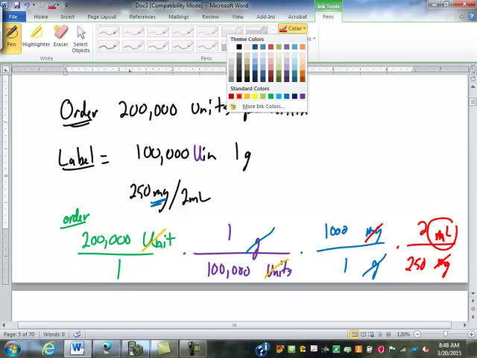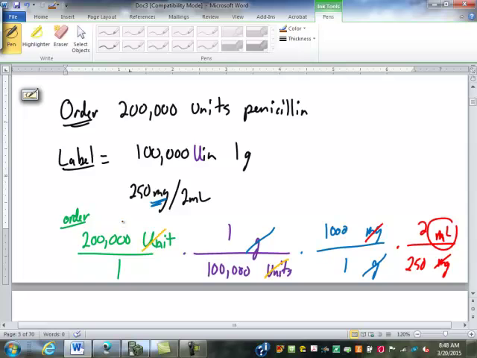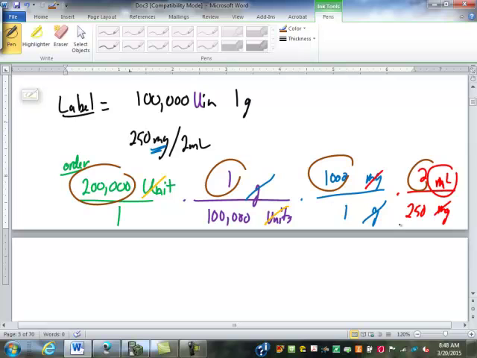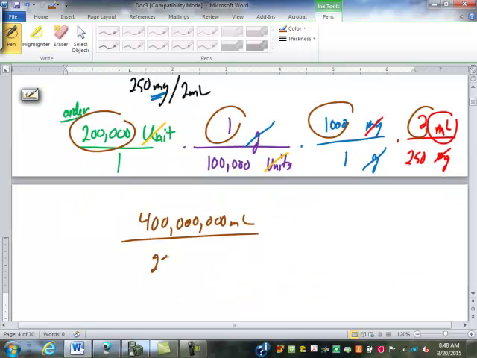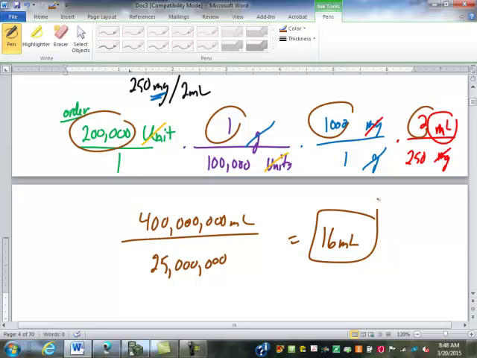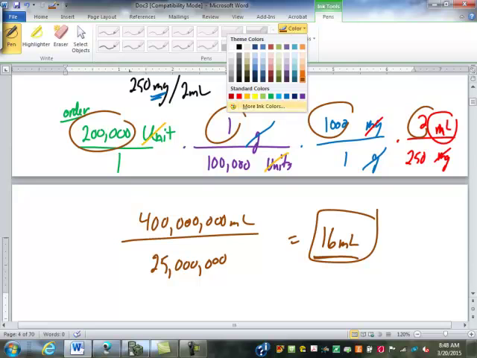So now we just have to multiply everything out and divide it out. So we've got 200,000 times 1 times 1,000 times 2, which gives us 400 million milliliters, over 1 times 100,000 times 1 times 250 is 25 million. So if we were to divide that out, this is, I believe, 16 milliliters. So what gets administered to the patient, there is 16 milliliters of that amount.